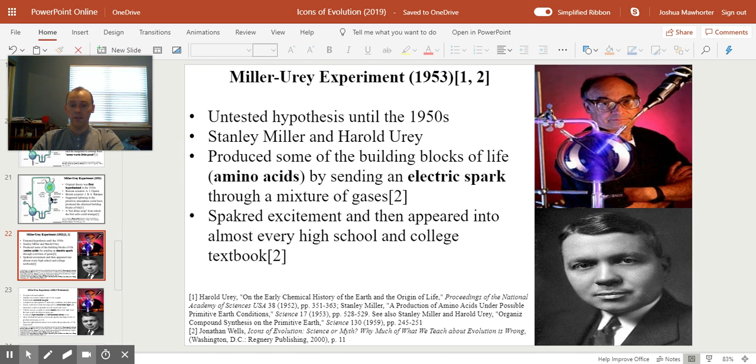The Miller-Urey experiment happened in the 1950s, really 1952, 1953. It was an untested hypothesis, this idea of the chemical soup, the water, the rains, and the lightning, and these chemicals producing the first cells. In the 50s is when they first began testing this idea. So it was tested by Stanley Miller and Harold Urey, and they were able to produce some of the building blocks of life, amino acids, by sending an electric spark through a mixture of gases in this contraption that they created.